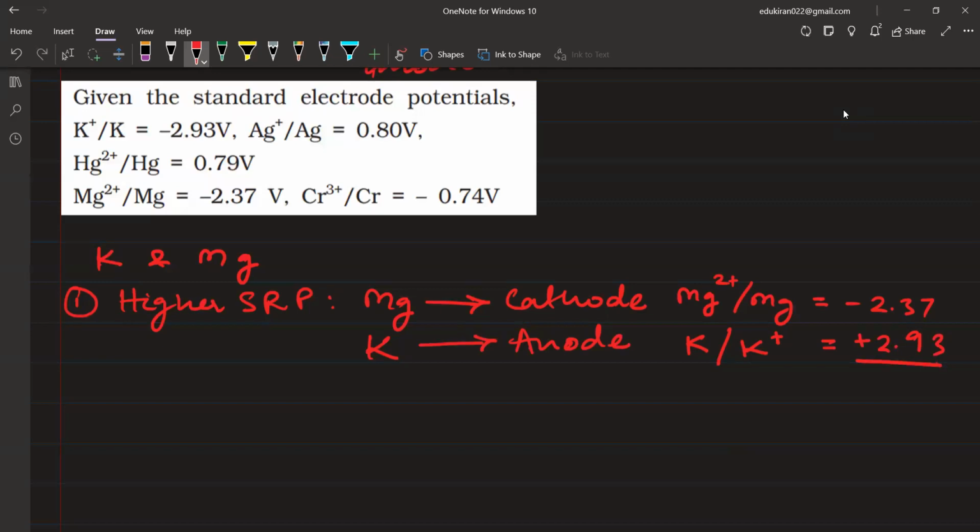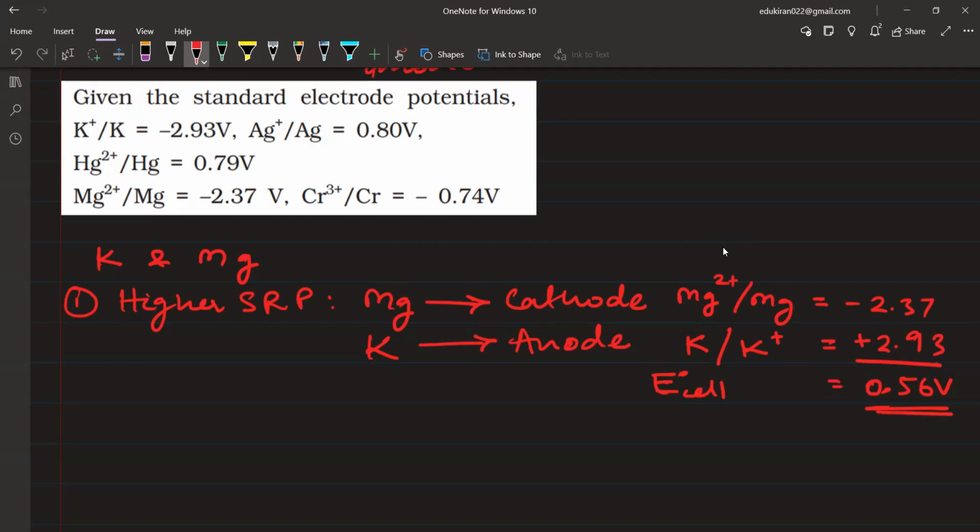So what will be the answer for this? This is going to give you the E naught cell. How much will E naught cell be? Zero point five, Madiha, correct. Very good. 0.56 volts.